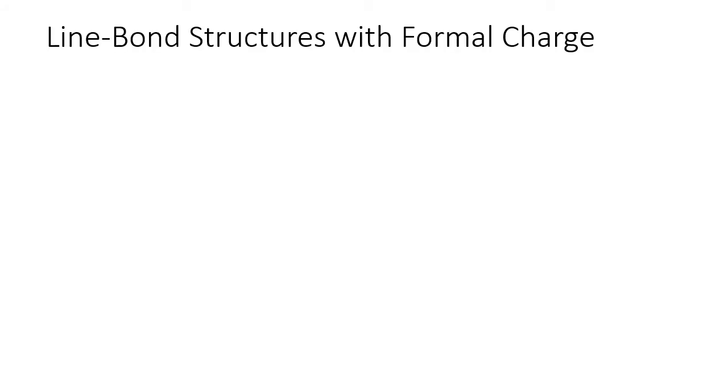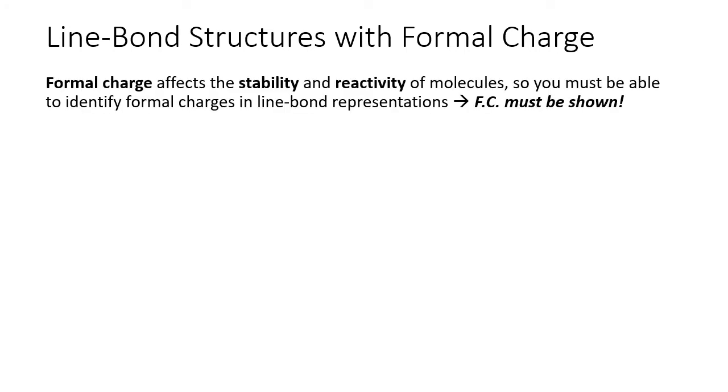So before we jump right in and look at resonance structures, I just want to review a little bit of line bond structures and formal charges. When you look at a line bond structure, it's important that you can figure out the formal charge if you are given all of the lone pairs of electrons and vice versa. So formal charge is something that we will use to predict stability in a reaction and stability in our molecule. So you want to be in the habit, you must show the formal charges when you draw a molecule.